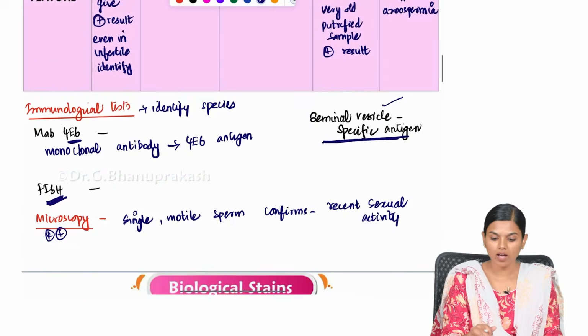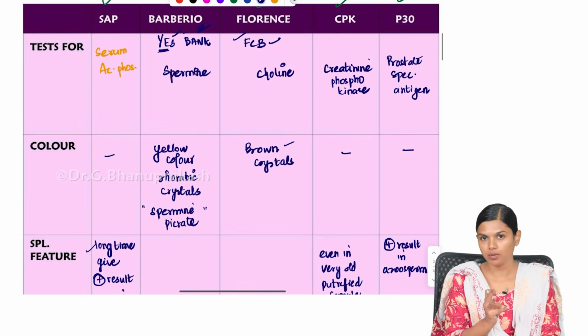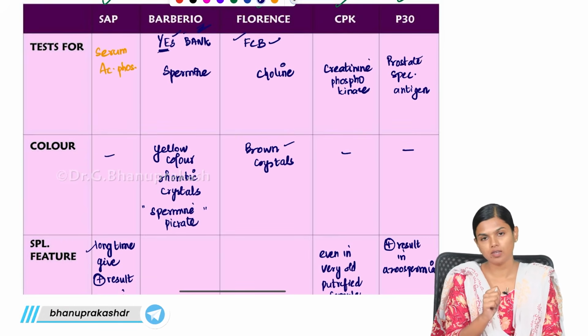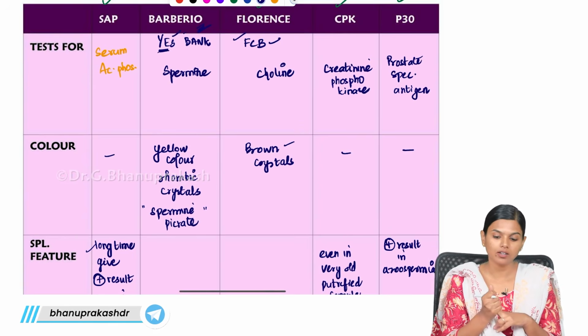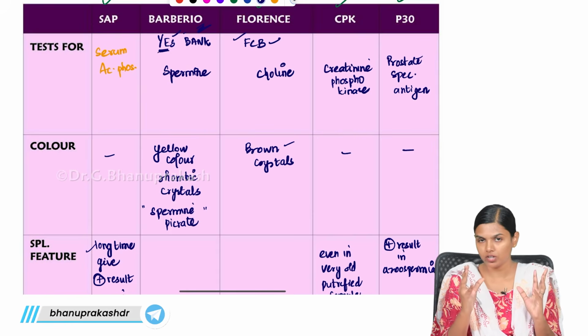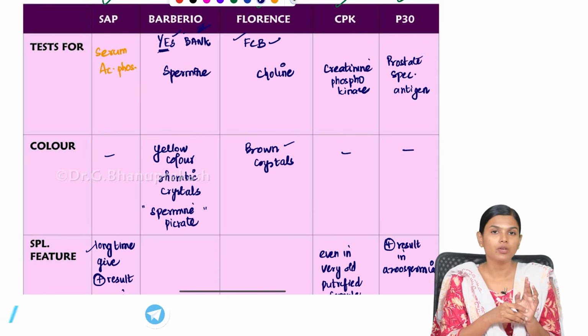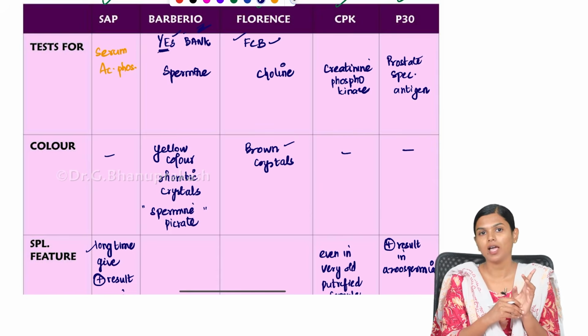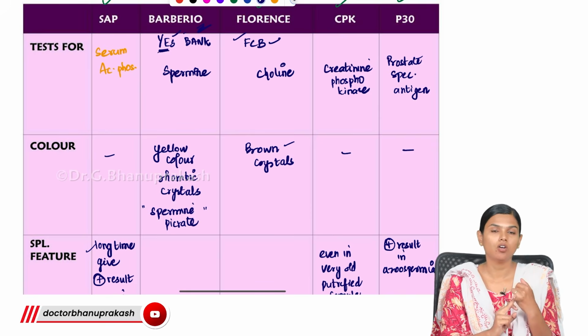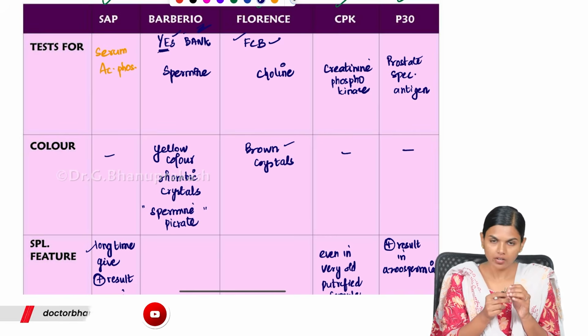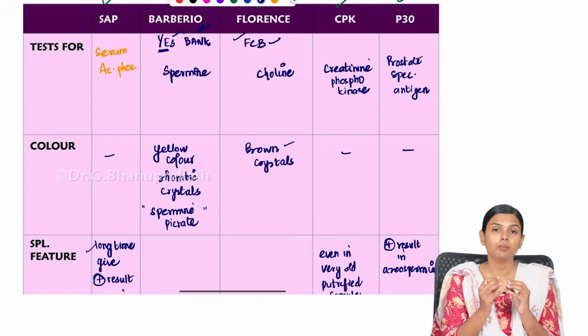So basically you have to remember these tests: SAP, Barberio, Florence, CPK and P30. For Barberio and Florence you have to remember the color, and for all the others there are some specific features that you have to remember. For Barberio use the mnemonic S bank. So B for Barberio, you get yellow color spermine picrate. You will test for spermine using picric acid, you will get yellow color spermine picrate. And in the Florence test, you will look for choline and you will get brown color.